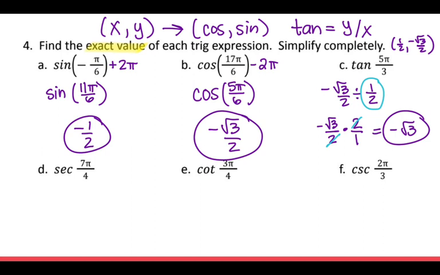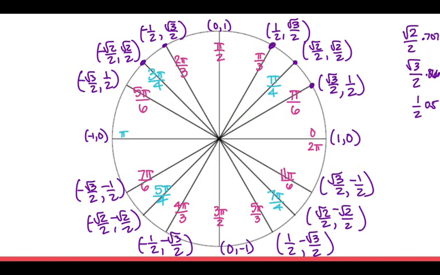Now, for these other ones, secant, cotangent, and cosecant, you do need to remember these are reciprocal functions. You need to remember what they are reciprocals of. So secant is the reciprocal of cosine. So what I really want to do first is find cosine of 7 pi over 4. So I'm going to go back to my unit circle. I'm going to search for 7 pi over 4, which is over here. And cosine is my x coordinate. So my x coordinate at 7 pi over 4 is root 2 over 2.